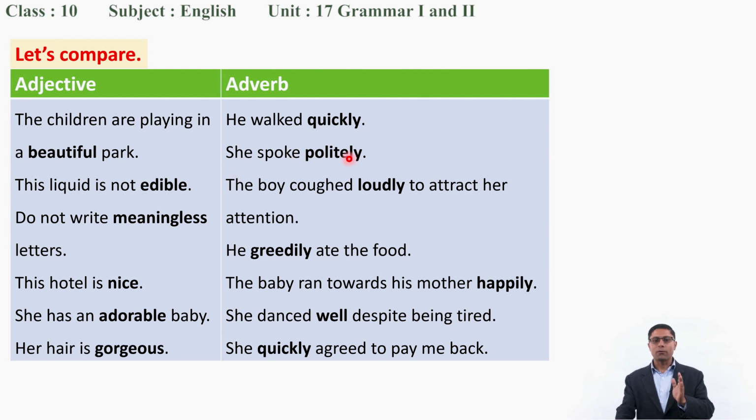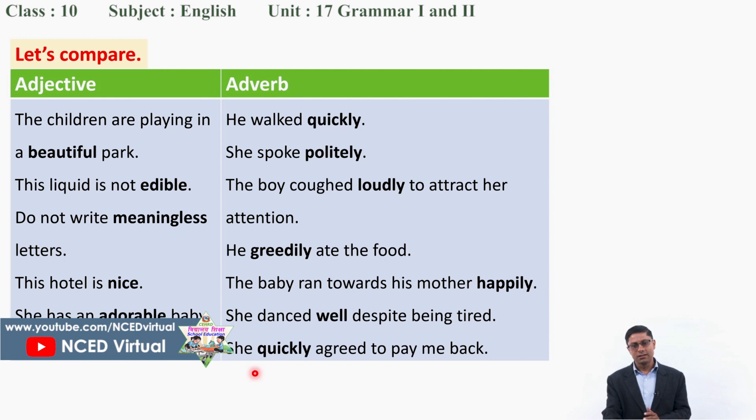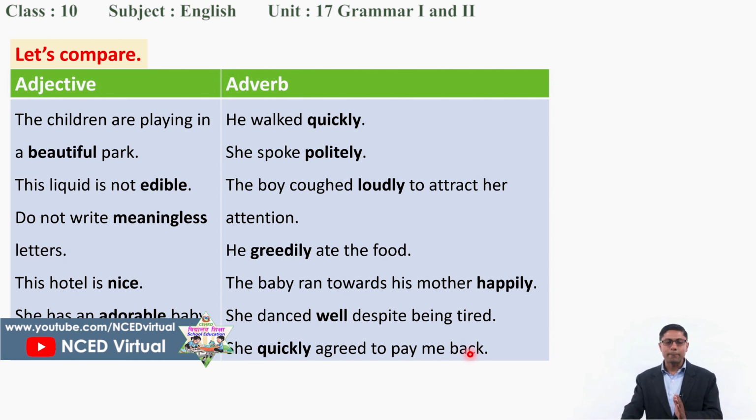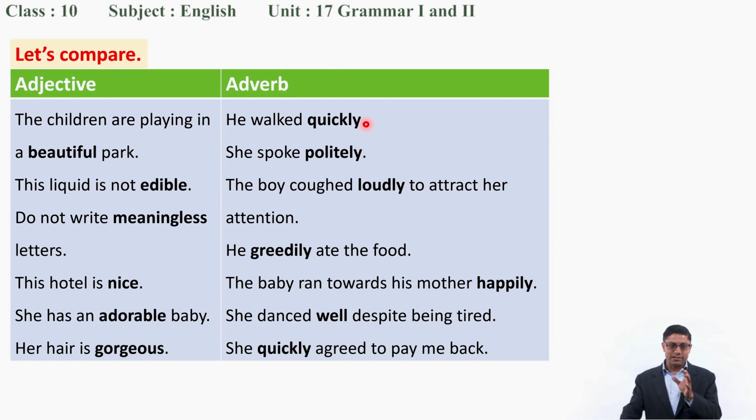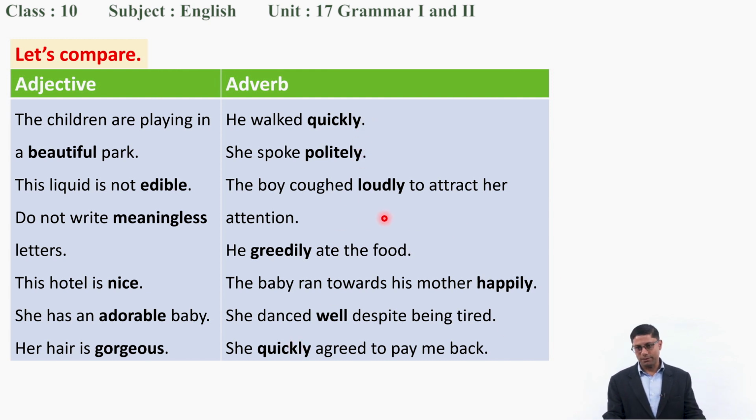Similarly, she spoke politely. The boy coughed loudly to attract her attention. Loudly. He greedily ate the food. Greedily. The baby ran towards his mother happily. So look at the word happily. It's an adverb. Similarly, she danced well despite being tired. Look at the word well. It's highlighted. It's an adverb. She quickly agreed to pay me back. So look at the word quickly again. So these words highlighted in this column are all adverbs.